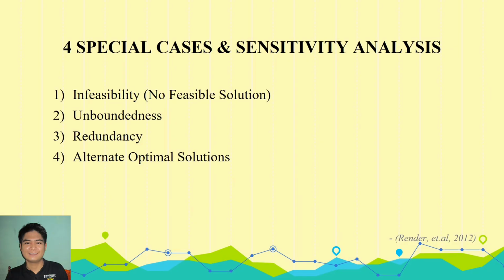Let's move on to the 4 special cases. These are the cases and difficulties that arise when we are using the graphical approach to solving linear programming problems. The 4 special cases are infeasibility, unboundedness, redundancy, and alternate optimal solutions. Let's discuss them one by one.